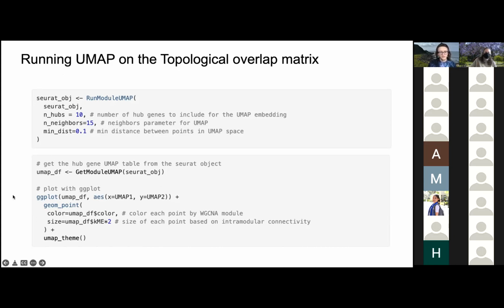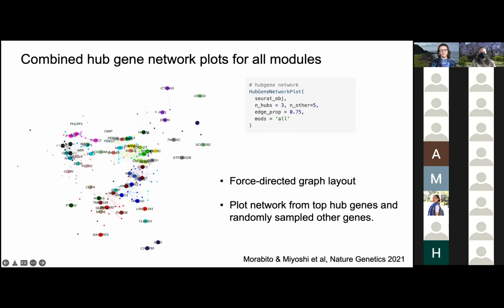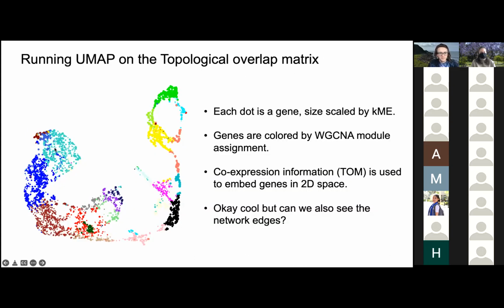Then you can just plot it with ggplot or something, and you get something like this, where each dot is a different gene, and its size is scaled by the intramodular connectivity. So the bigger genes are the more connected in each module. Each gene is colored by its WGCNA module assignment. Looking at it, you can see that in the UMAP space they are grouping together, and they're not overlapping as much as in this other plot, even though there are way fewer genes in this plot. So it looks to me like UMAP is a decent way to visualize the whole network.